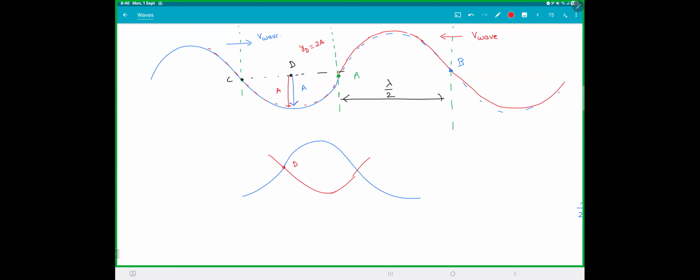The displacement of D will be 0. Meaning if you look at this point D here, this D can go from +2 to -2. And after some time, you can even get this possibility here. A is going like this. The red also becomes like this.